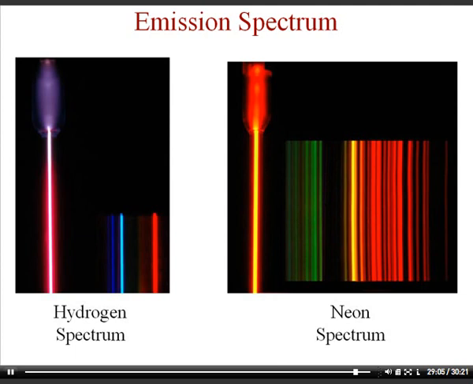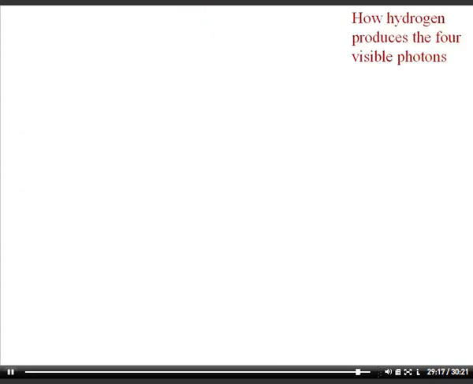And the neon spectrum looks completely different. When you excite hydrogen electrons, they spit out 4 colors of visible light, and neon spits out a whole bunch of reds, oranges, and yellows, and then there's a big gap, and then there's some green colors. And those are the electrons falling those certain distances.